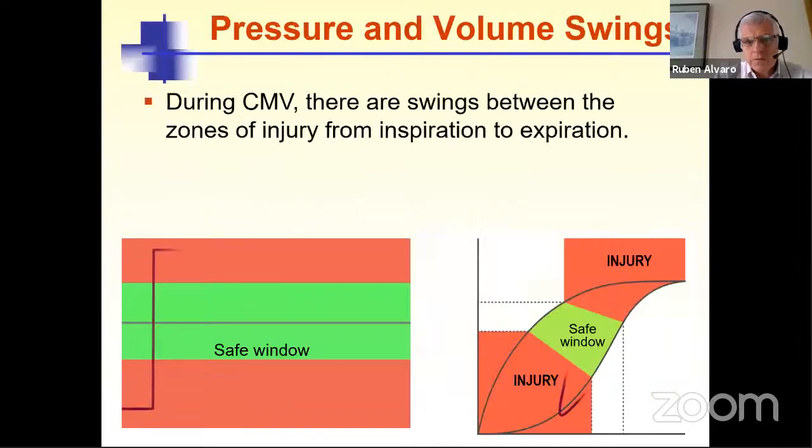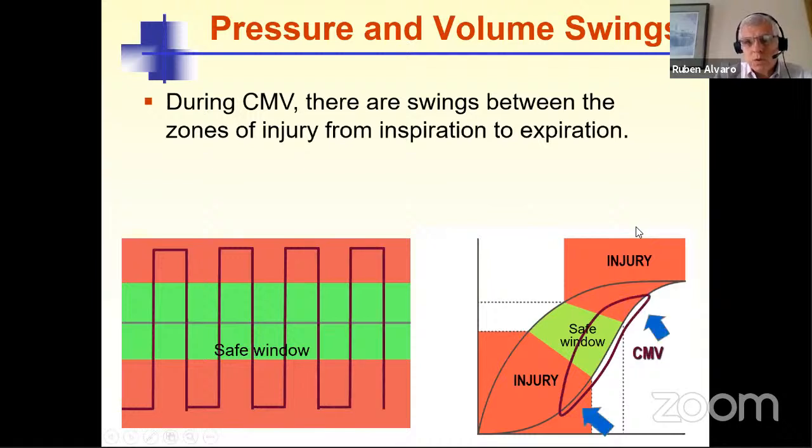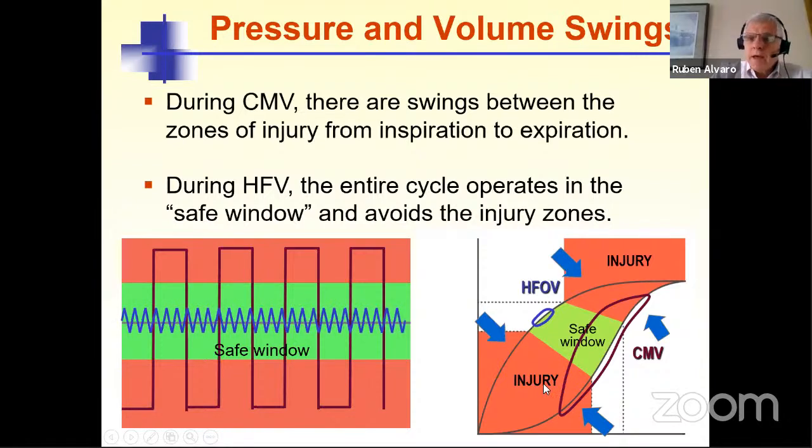So during conventional ventilation, there are swings between the zones of injury from inspiration to expiration, as you can see here in the inspiratory limb of this pressure volume curve. So during conventional ventilation, the tidal volume usually goes above and below the safe window. During high frequency ventilation, the idea is the entire cycle operates in the safe window and avoids the injury zones. Why? Because you're using very, very tiny tidal volumes that are sometimes the same as or less than dead space. You're really not overdistending the alveoli at all. And you're really ventilating the infants on the expiratory limb of this curve in this tiny, tiny area of safe window.